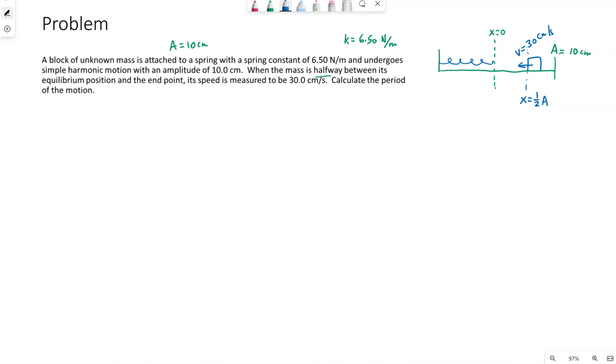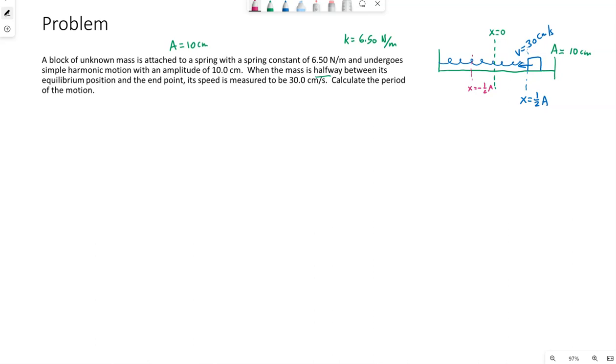Now, I don't actually know that the mass is on the right side and moving to the left. It could be moving to the right, or it even could be over here at a position of negative 1/2 A. In the situation of this simple harmonic motion, this ideal motion, it doesn't matter which side it is on.